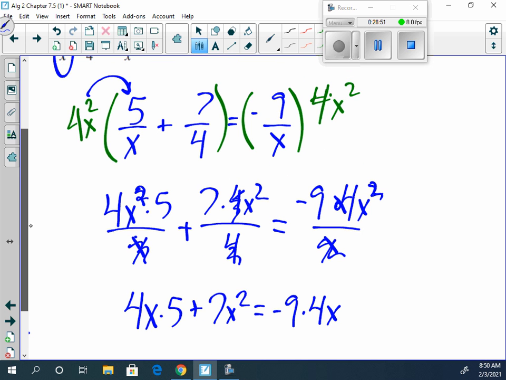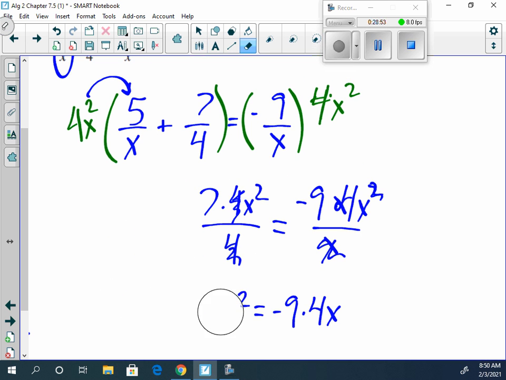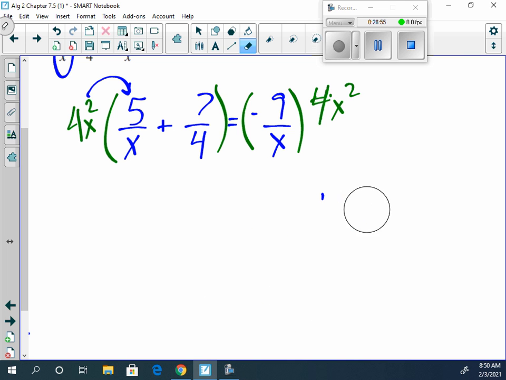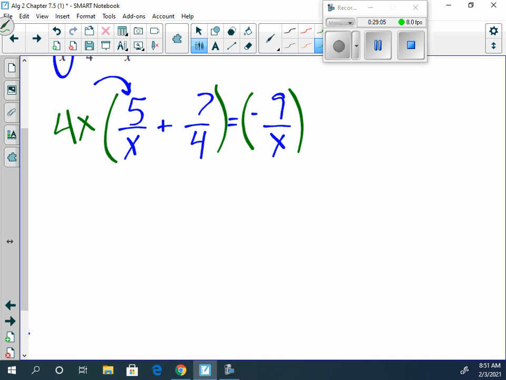Okay, I'm going to try this again. There's a reason I had you kind of watch that. We ended up with an x in every single term, yes? Okay, let's try this again. Instead of 4x squared, what happens if I do 4x? Well, 4x times 5 would be 5 times 4x.